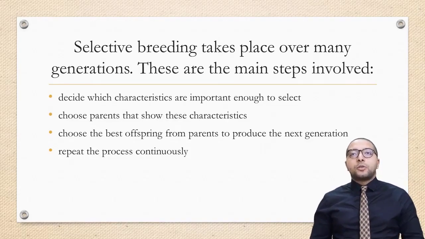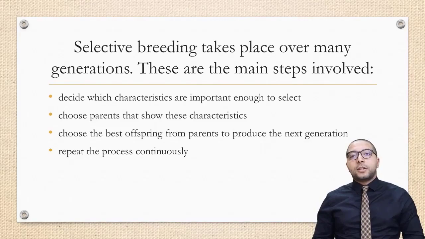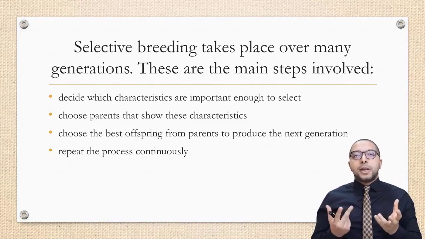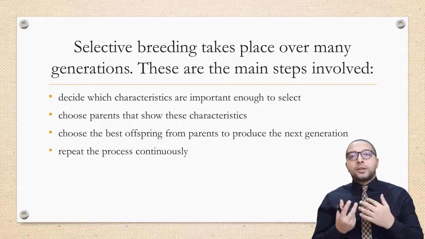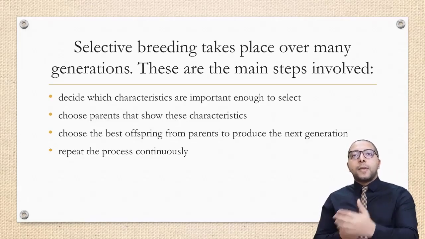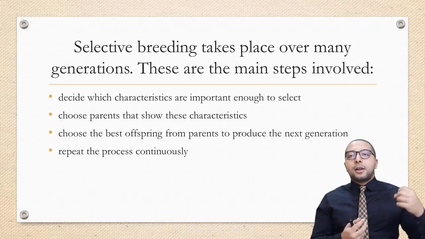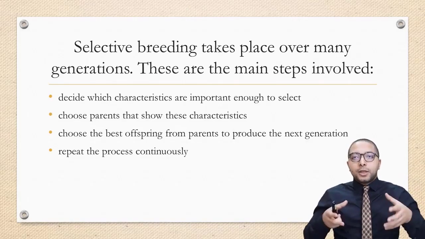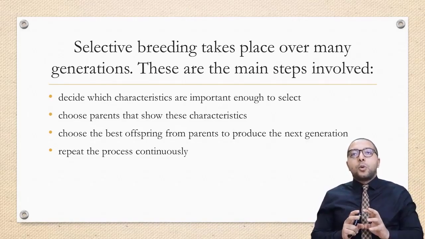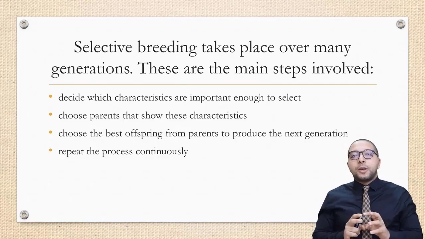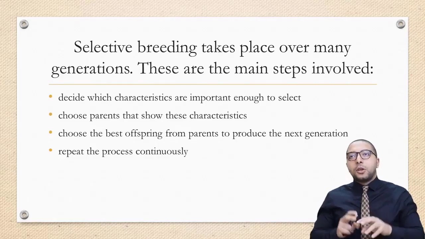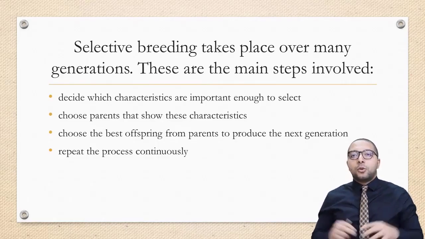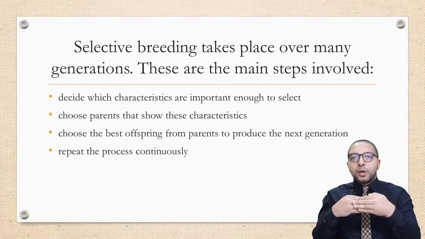The second point is to choose the parents that show these characteristics. We are going to look for the parents, like male and female cows, a female cow that has produced lots of milk, and a male cow that has a mom or a female in the family that produces more milk. We get these two parents, and then we're going to choose the best offspring from these parents to produce the next generation. We'll make these parents breed together.